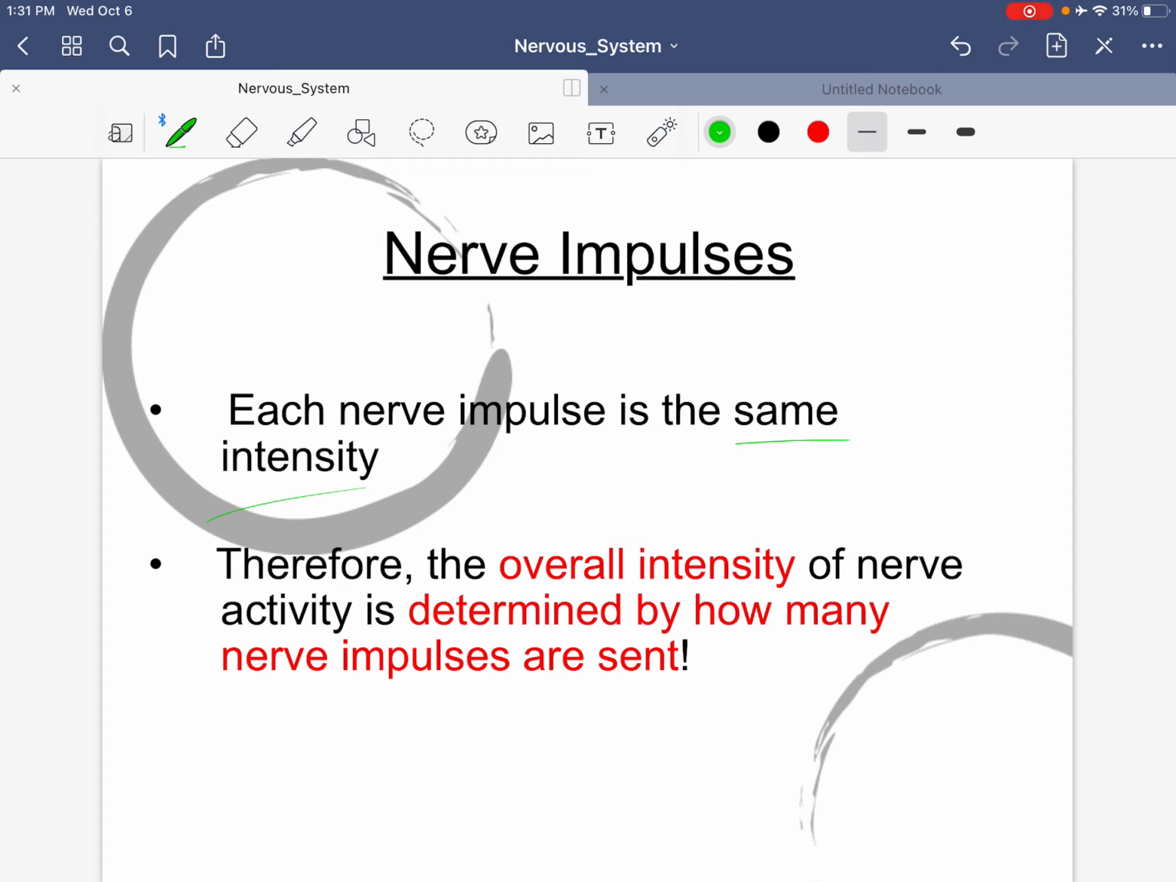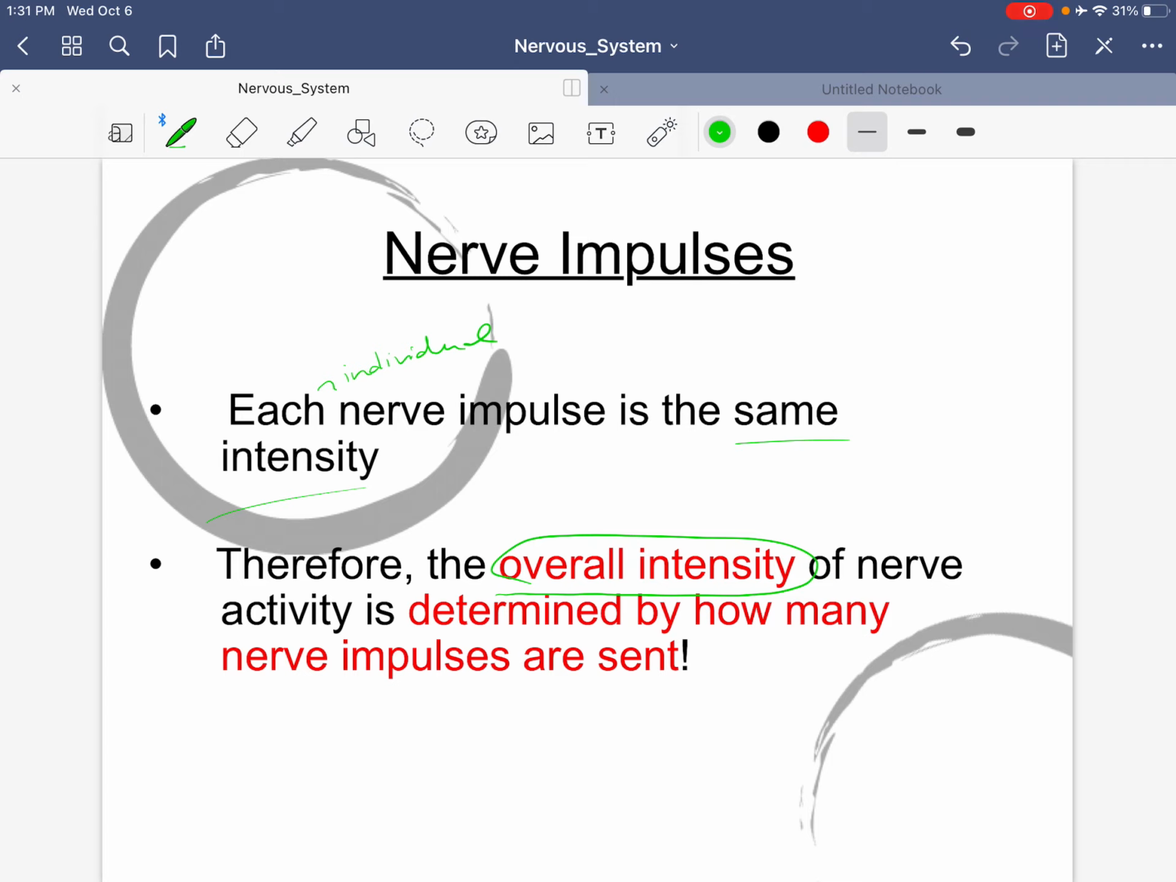Versus if I touch something that feels a little bit sharp, but not really, my nerve impulse response is different. Oh, I guess it's kind of sharp. Maybe I'll pull it back. So even though each individual nerve impulse is the same intensity, we can change the overall intensity by sending more nerve impulses. Like I said in that example of touching a hot stove, if we want to send a really strong signal, we just send many more nerve impulses back to back. Because that's how it works.